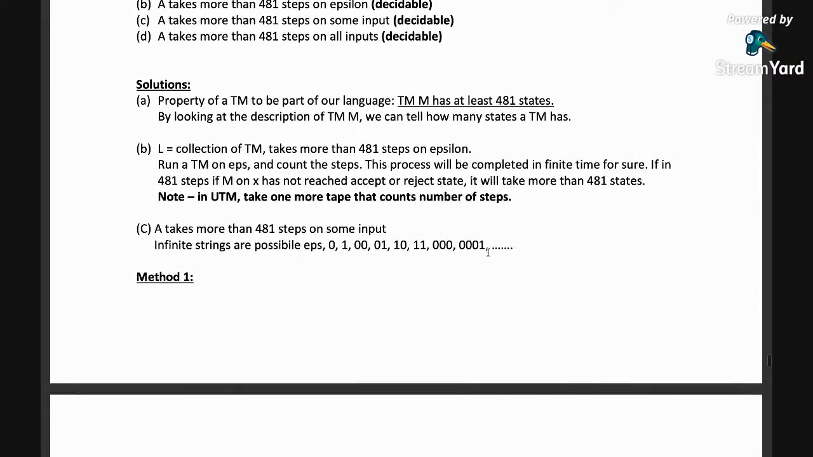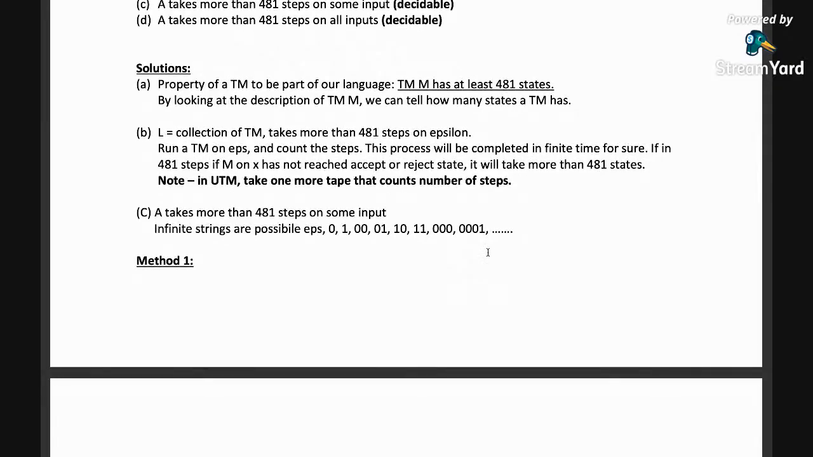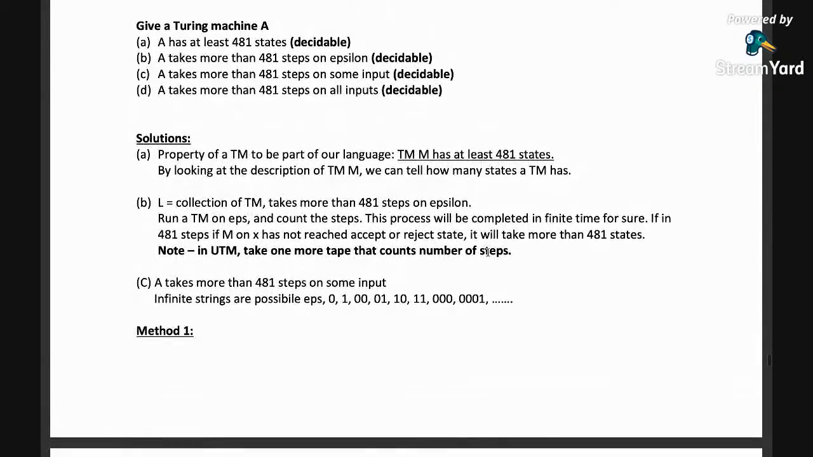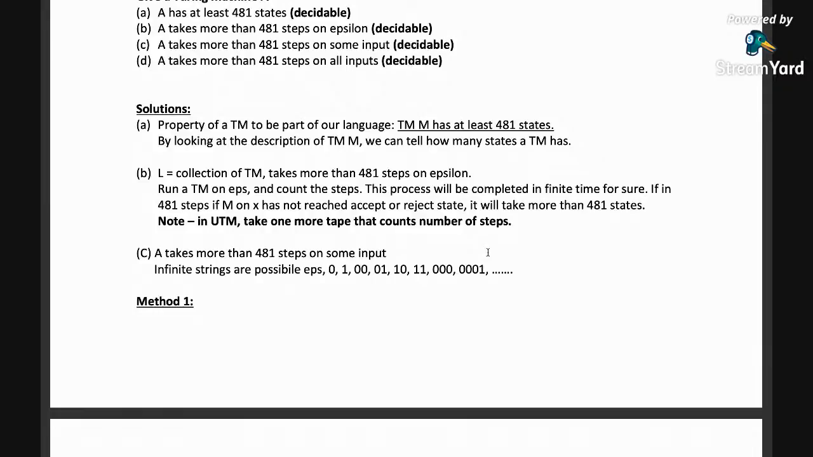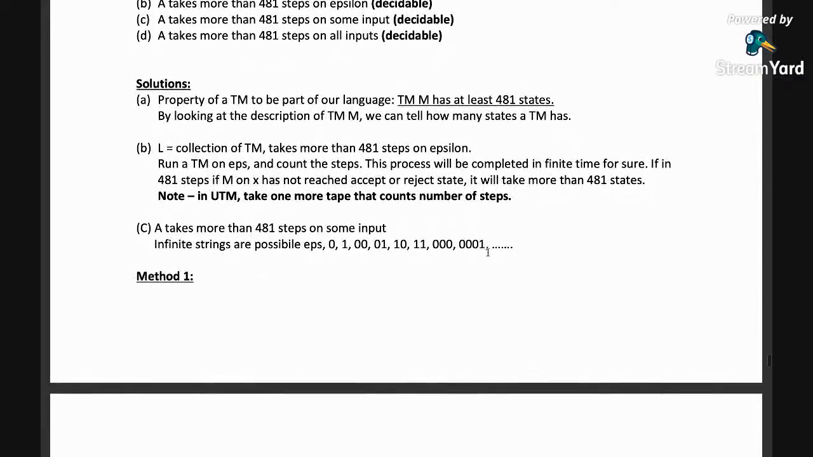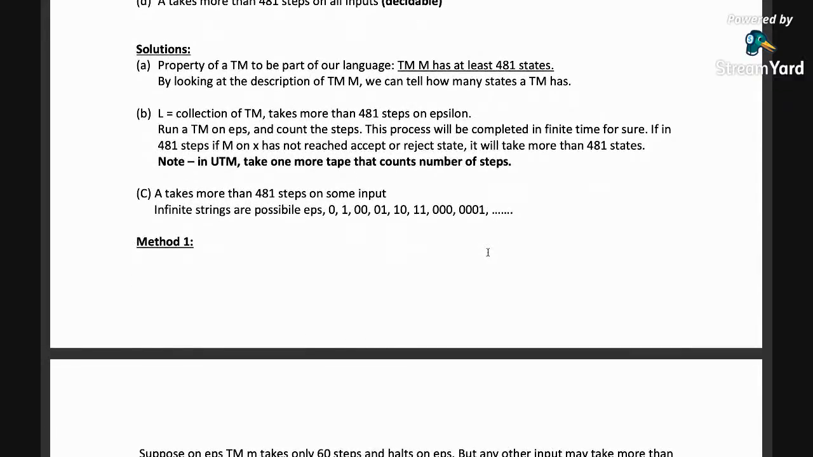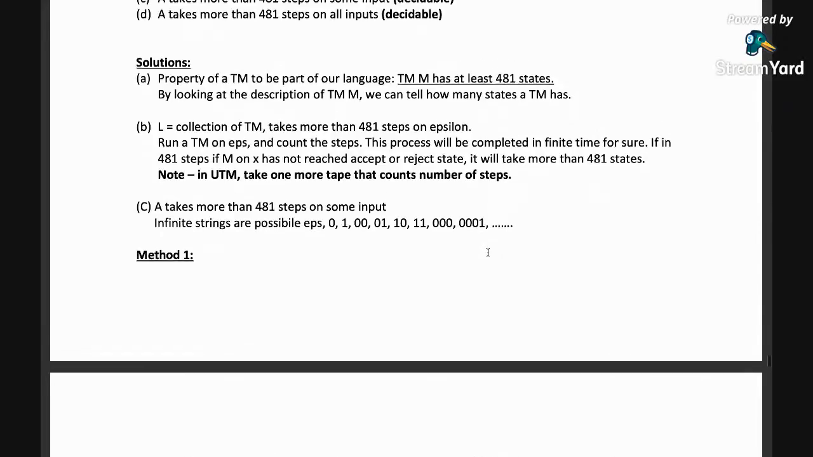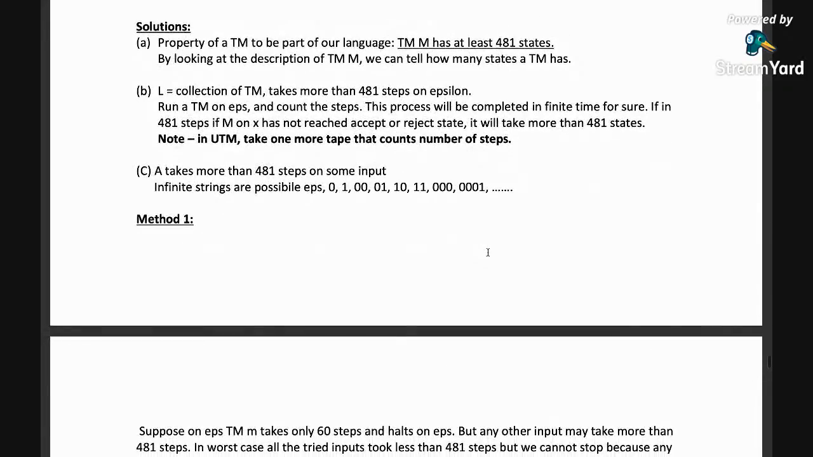L equals the collection of Turing machines that take more than 481 steps on epsilon. Run the Turing machine on epsilon and count the steps. This process will be completed in finite time for sure. If in 481 steps M on X has not reached accept or reject, it will take more than 481 steps. Note, in the UTM, take one more tape that counts the number of steps.